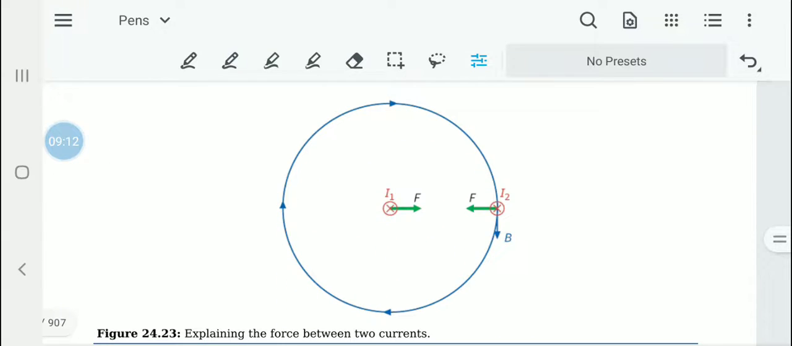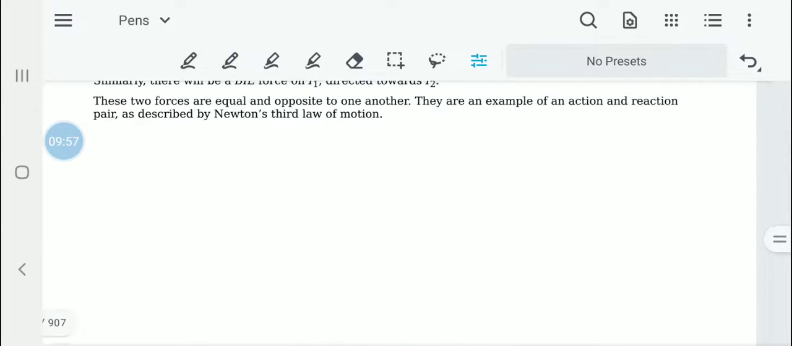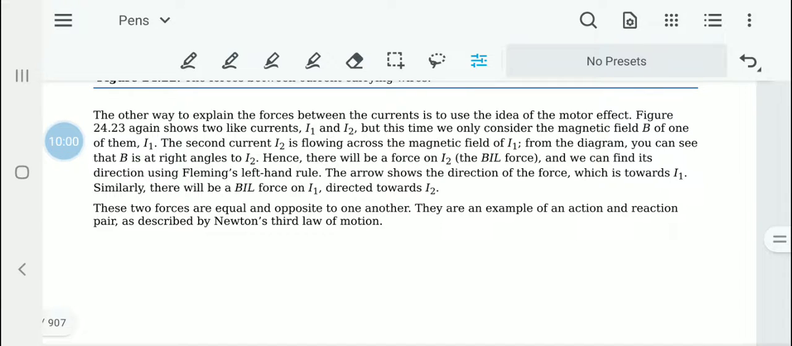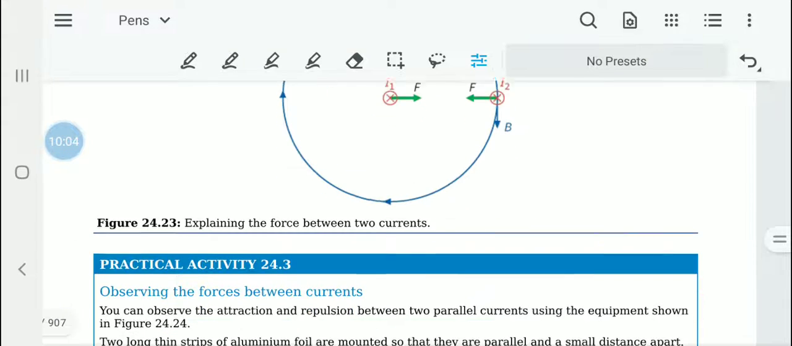Leave a line and write. When two currents are shown as below, and if we consider the magnetic field of only one of them, we would be able to understand the effect of the force by using Fleming's left hand rule.